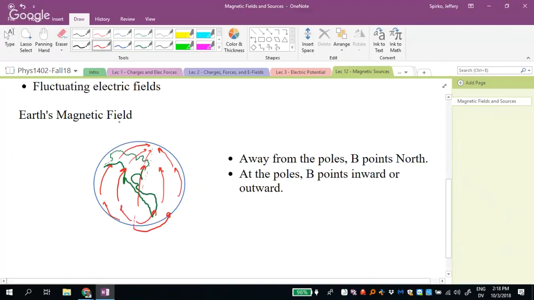And roughly the strength of the magnetic field, it varies by a factor of 2, plus and minus. But a good round number is 50 microteslas, which is 0.00005 teslas.